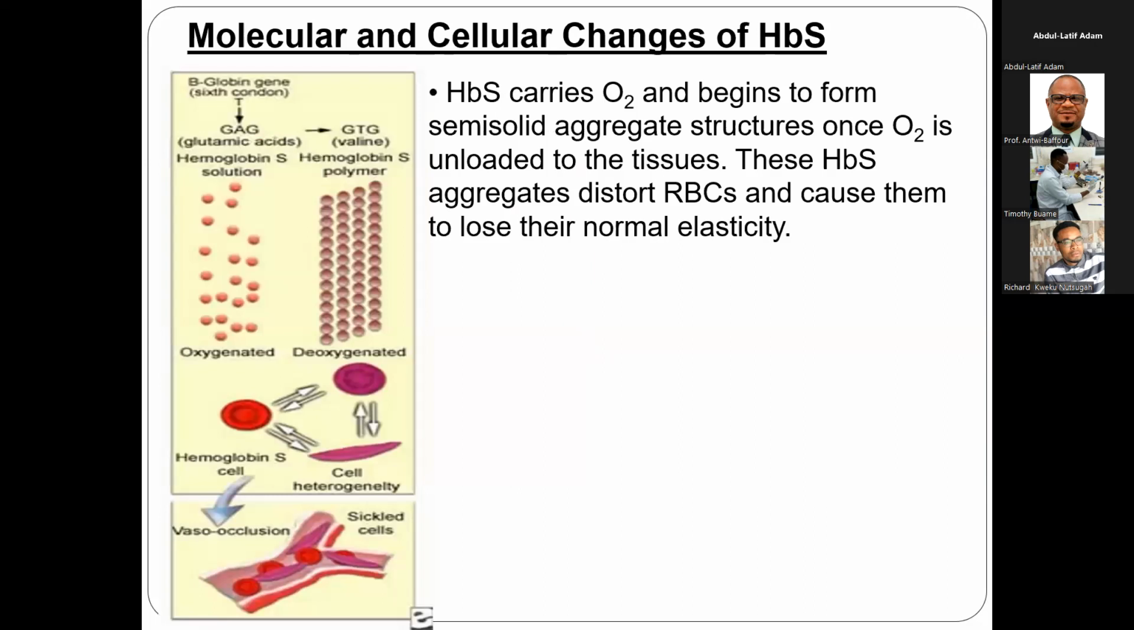So here, as you see, hemoglobin S carries oxygen and begins to form semi-solid aggregate structures. And once oxygen is unloaded to the tissue, they begin to form that. These hemoglobin S aggregates distort RBCs and cause them to lose their normal elasticity. So even down here, you can see the rest are becoming elastic, and when the sickle ones block the vessel, there's what is called vaso-occlusion.